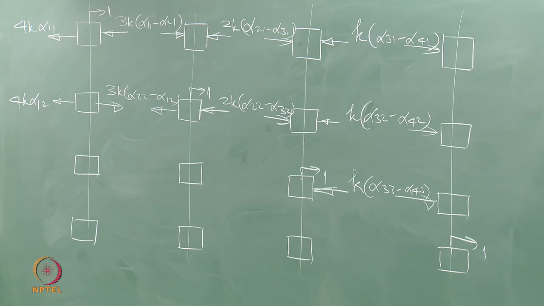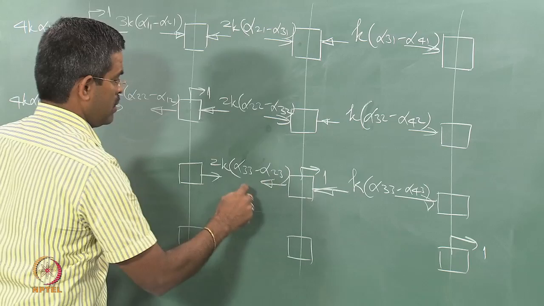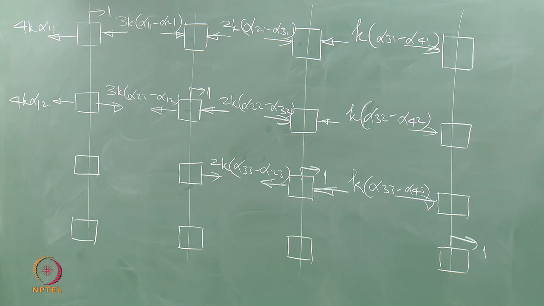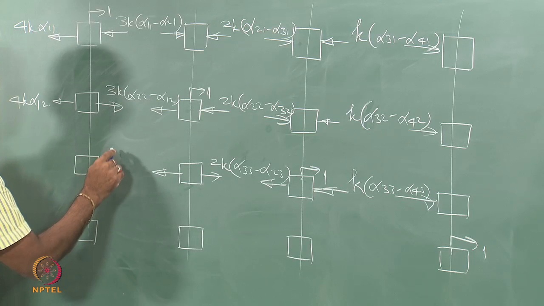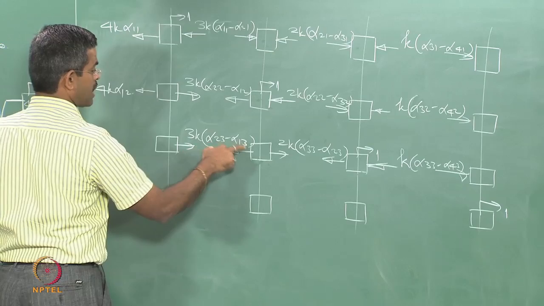So the mass is moving to the right, therefore this spring will try to bring it back, 2k of alpha 33 minus 23. 3 and 2 are the degrees of freedom, the second subscript 3 stands for the unit force given in the third degree. Similarly, this mass is moving to the right now, so this spring will restore it back. So the stiffness of the spring is 3k alpha 23 minus 13 because these are the coefficients which are connecting the springs. The second subscript stands for the unit force applied to the third degree.